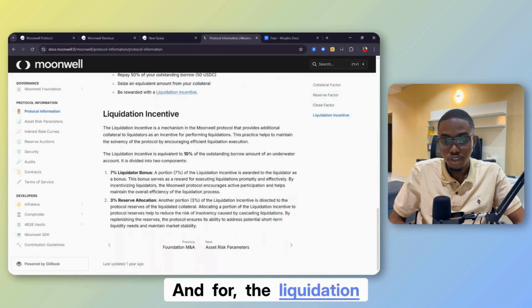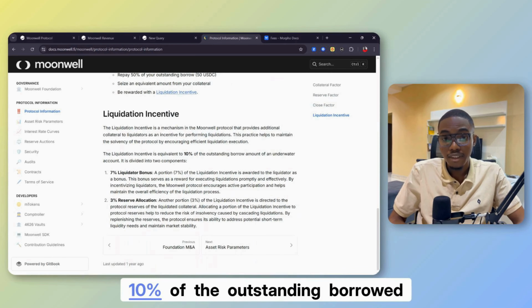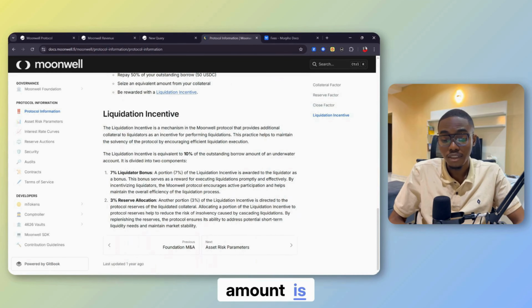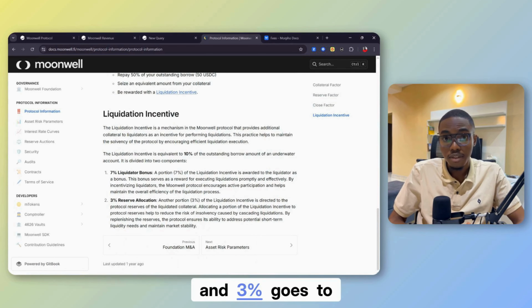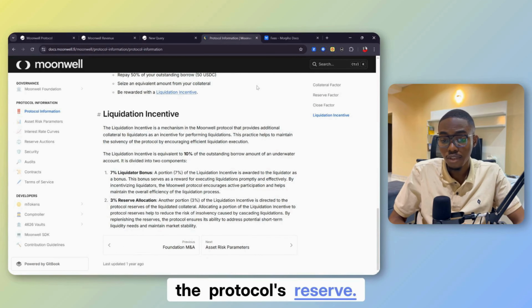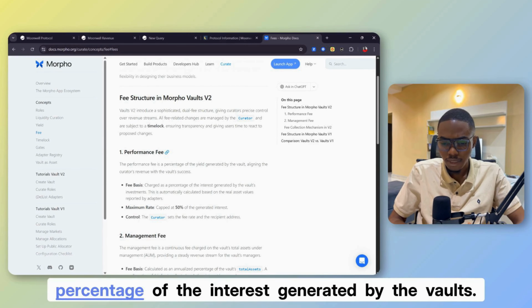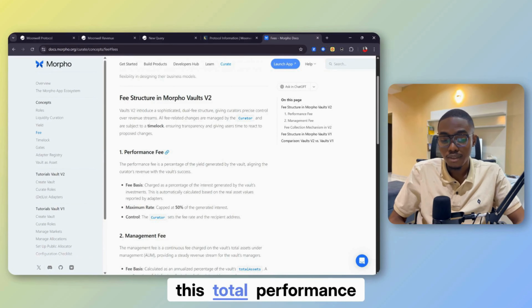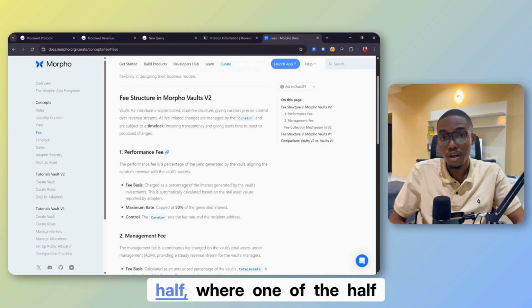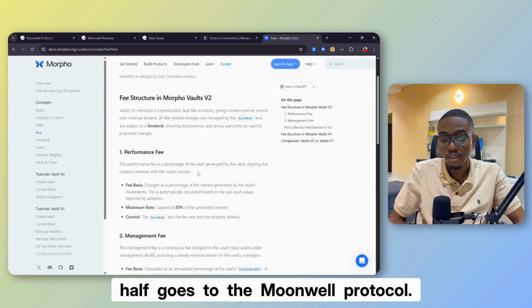And the liquidation fee comes through the liquidation incentive program, whereby 10% of the outstanding borrowed amount is divided into two components, where 7% goes to the liquidator and 3% goes to the protocol reserve. The third one is the Morpho performance fee, which is a percentage of the interest generated by the vaults. This total performance fee is split in half, where one half goes to the curators and the other half goes to the Moonwell protocol.